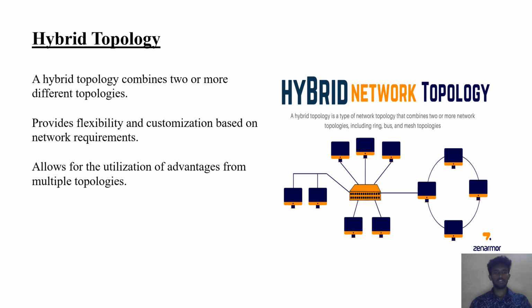And the next one is the hybrid topology. The hybrid topology combines two or more different topologies, and it provides flexibility and customization based on the network requirements, allowing utilization of advantages from multiple topologies. A hybrid network topology is a type of network topology that combines two or more network topologies, including ring, bus, and mesh topologies.